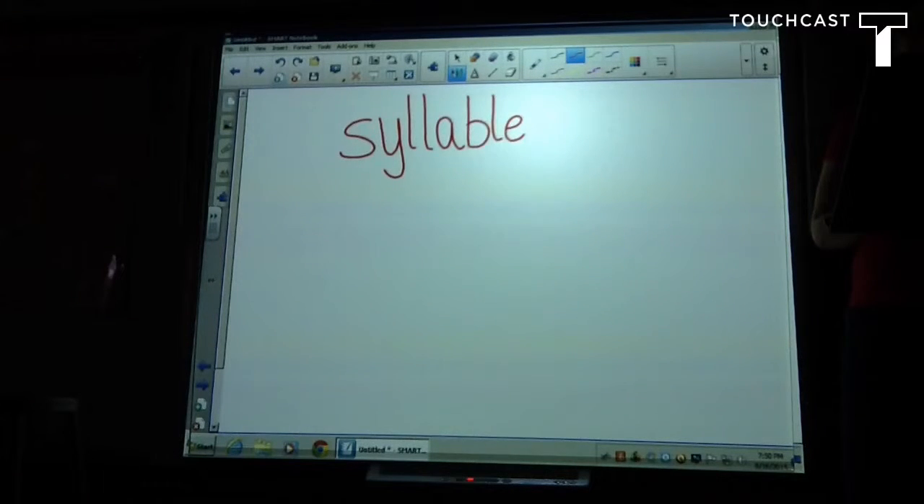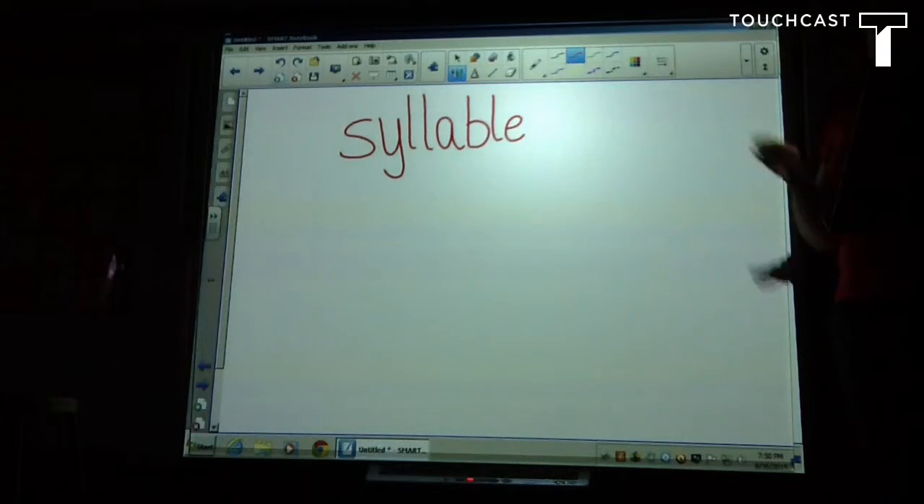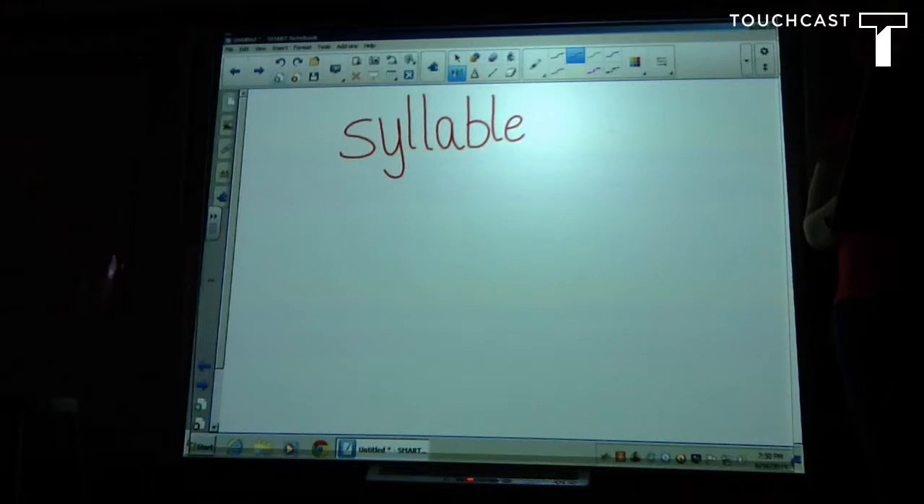A syllable is a word part that contains its own vowel sound. So, if a word has 3 parts, how many syllables are there? 3. Very good. Let's try the word raccoon. Clap and say it with me. Raccoon. How many parts are there? 2. And how many syllables are there? 2. Very good.